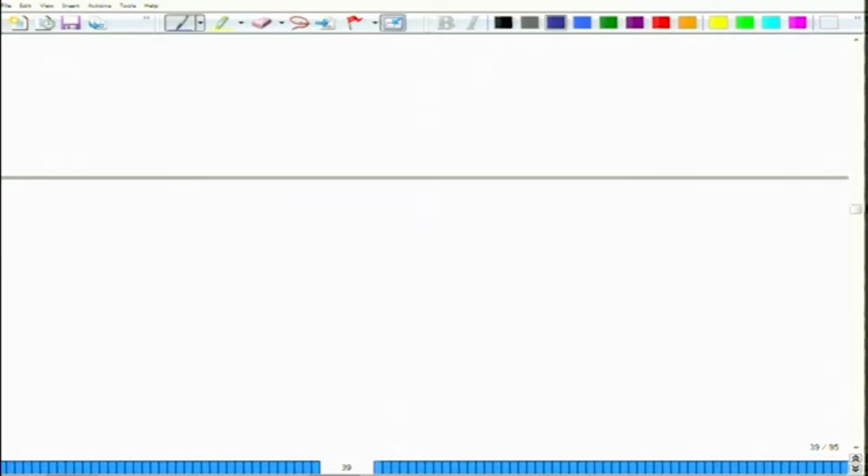Let us look at another problem, problem number 8 or example number 8. We want to derive the dual optimal problem corresponding to a general LP. So, we want to do the dual of a general LP, that is, your general linear program.